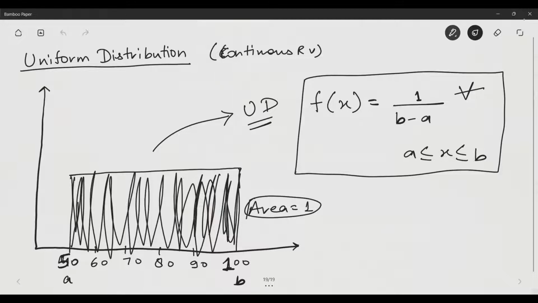So this is with respect to a uniform distribution. The idea is very easy to understand: if the probability for each value on the x-axis is the same, then it is called a uniform distribution. Now come on to the next distribution, which is called the normal or Gaussian distribution.